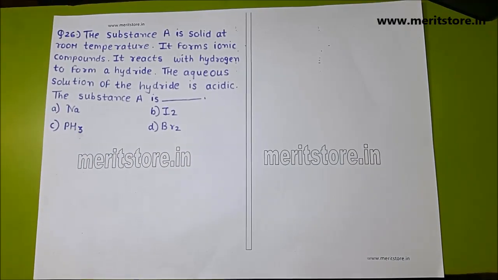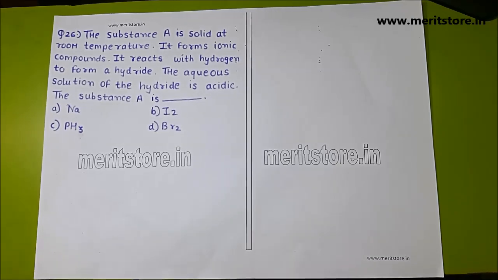Number 26. The substance A is solid at room temperature. It forms an ionic compound. It reacts with hydrogen to form a hydride. The aqueous solution of the hydride is acidic. The substance A is: A, sodium; B, iodine; C, phosphine, that is PH3; D, Br2.